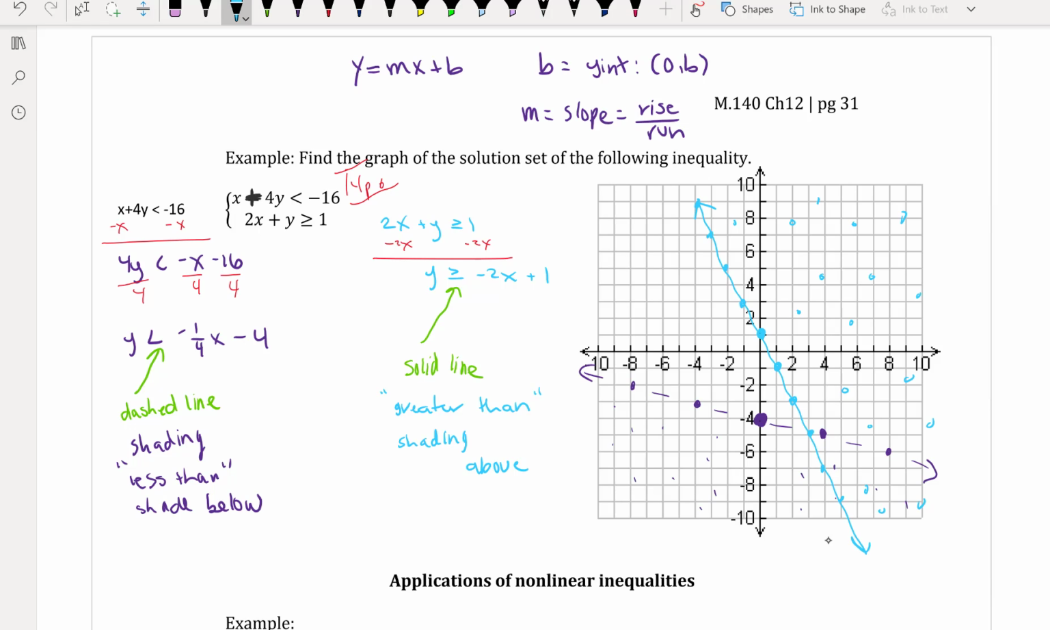So where's my slice of pizza that has pepperoni and cheese? Well, that is going to be where it's both blue and purple. The only place where it's blue and purple is going to be in here. So this is actually my solution set, that little corner in there. Okay, well, I hope that is a friendly reminder of how to graph inequalities.